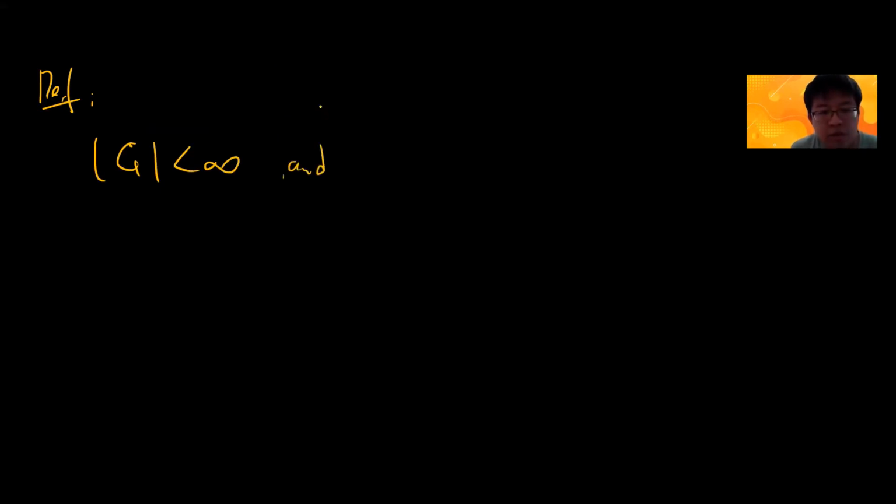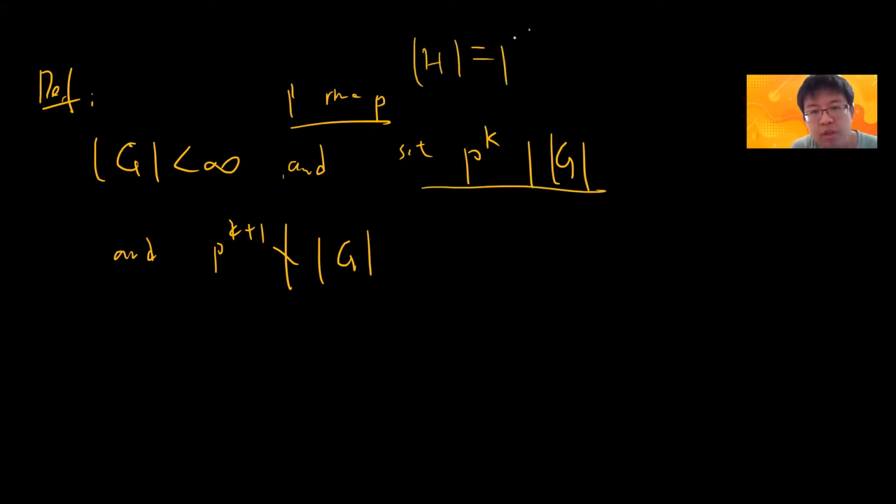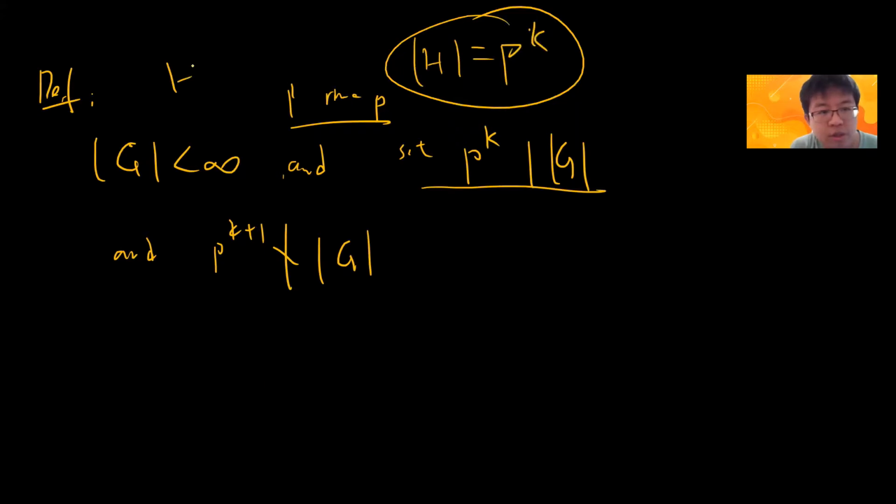Definition. If G is a finite group, and let's say we get some prime p such that p to the k divides the order of G, but p to the k plus 1 does not divide the order of G. Suppose you have a subgroup H with order p to the k, such that p to the k divides the order of G, but p to the k plus 1 does not divide it. This H is called the Sylow p-subgroup.